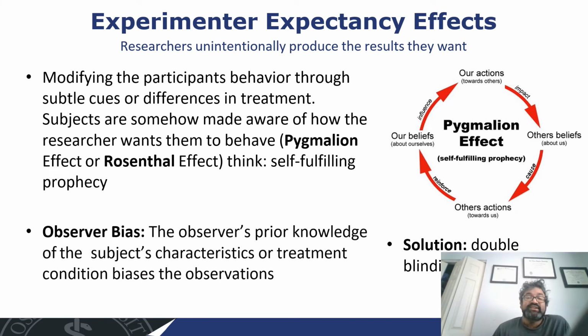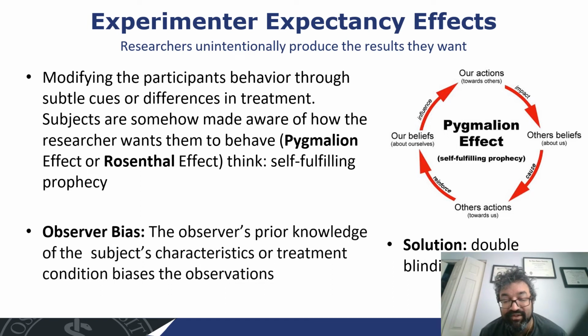Experimenter expectancy effects modify the participants' behavior through subtle cues or differences in treatment. Subjects are somehow made aware of how the researcher wants them to behave. So think about the Pygmalion effect or Rosenthal effect, self-fulfilling prophecy. And then there's the observer bias. The observer's prior knowledge of the subject's characteristics or treatment condition biases the observations. Solution, you can do double blinding.